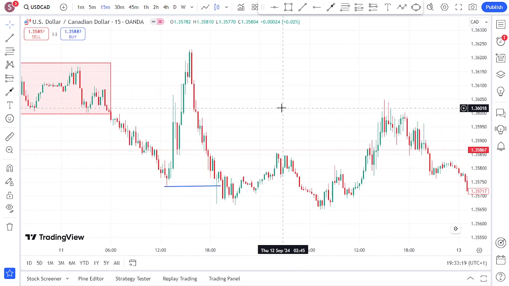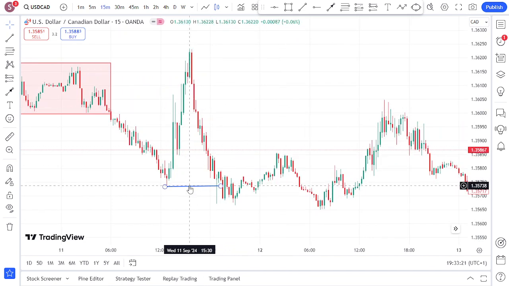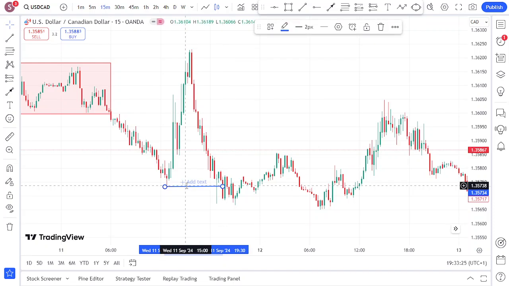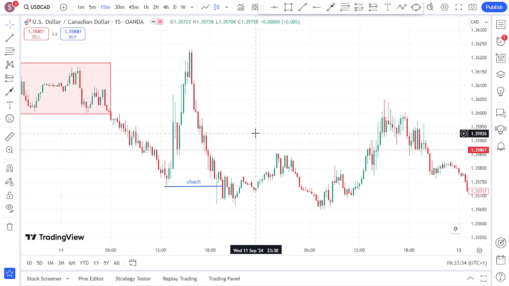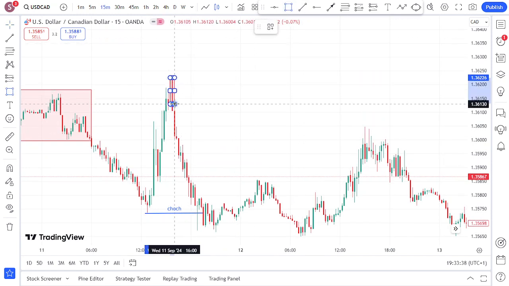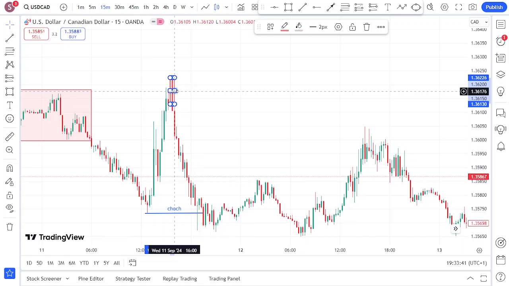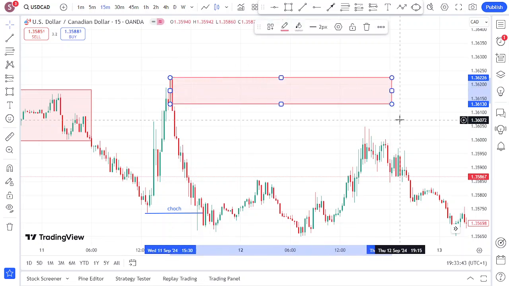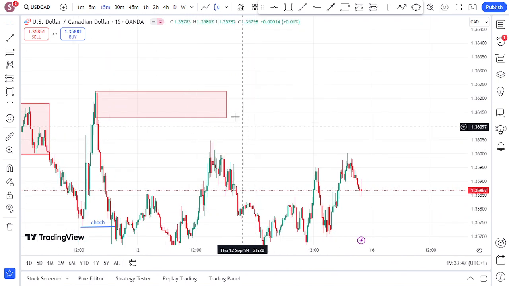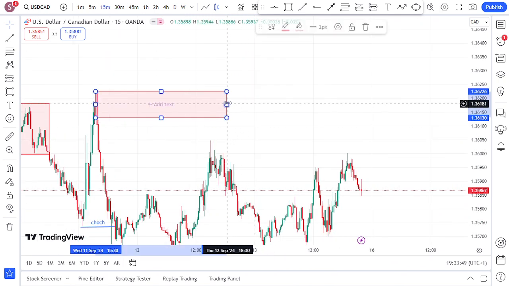So once we see a break of structure, what we do is we identify our supply zone that is responsible for this break of structure, or what people call a change of character. For the first one, a change of character. So our supply zone is this last bullish candlestick. So we mark it out and then we wait for price to come back into this zone before we can take a trade.